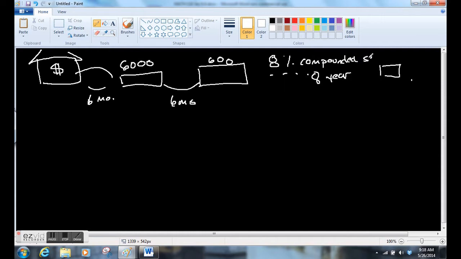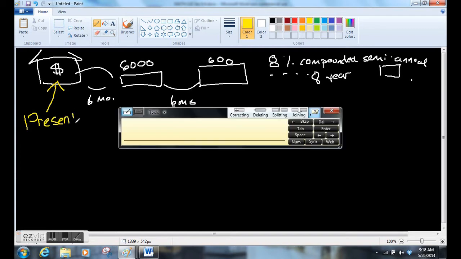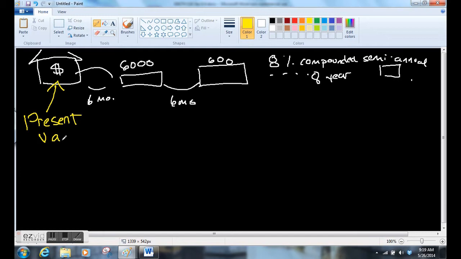Compounded semi-annually. Sorry, I'm writing so small. So the question is, how much money do you need here? This little house is the house of present value. It sounds like a restaurant. A very excellent financial restaurant. The house of present value.